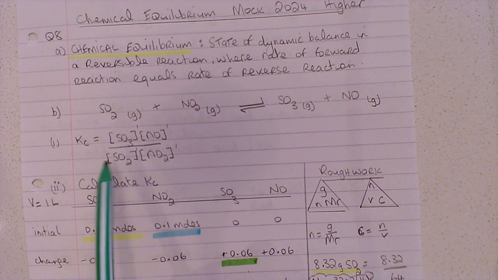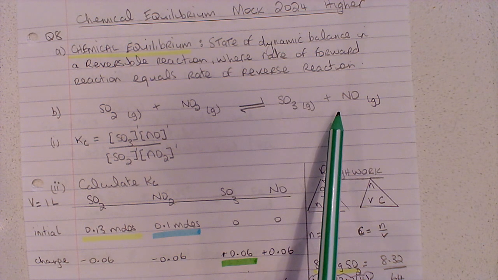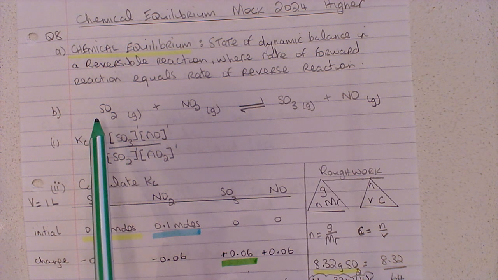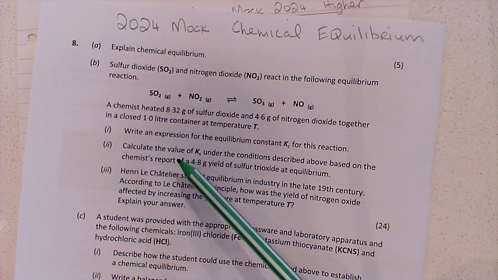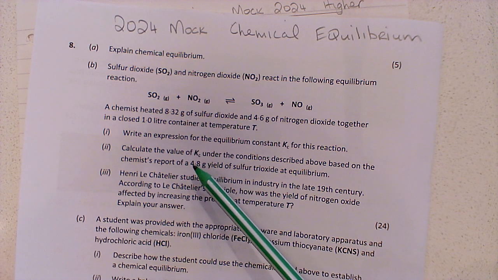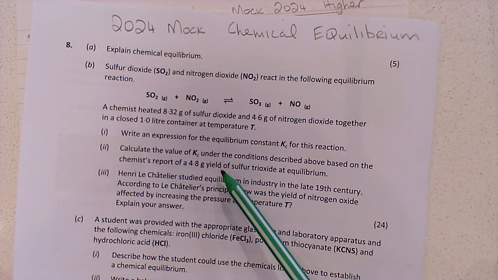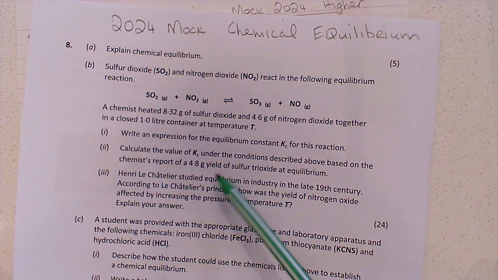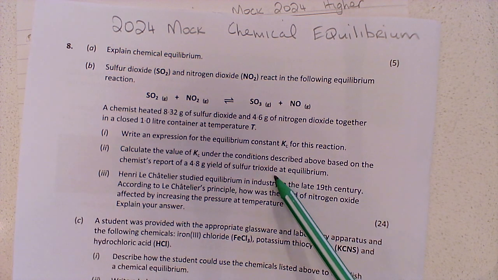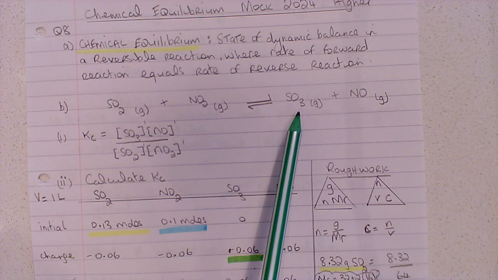So just to go over that once more, the Kc value for this question is the concentration of the product SO3 times the product NO, divided by the concentration of SO2 times the concentration of NO2. In part 2, we're asked to calculate the value of Kc under the conditions described above, based on the chemist's report of a 4.8 gram yield of sulfur trioxide at equilibrium. So we're told that at equilibrium we have made 4.8 grams of SO3.